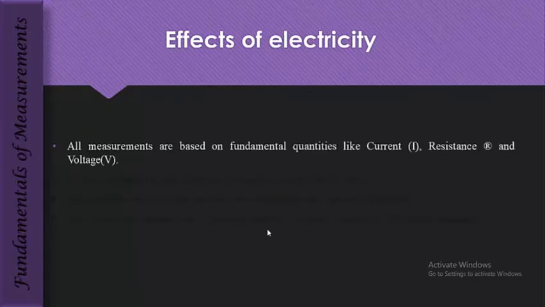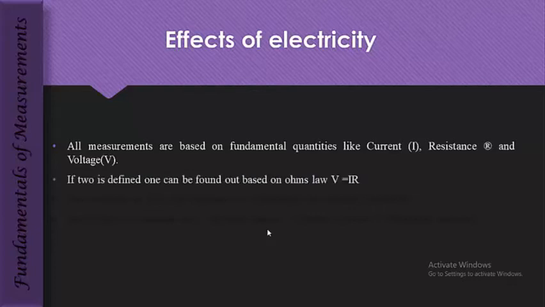So far we were learning how we can measure a particular quantity. But as an electrical student, you need to know what are the different electrical quantities you will measure, and how do you measure. So what are the different fundamental electrical quantities? They are current, resistance, and voltage. All these quantities are defined basically by Ohm's law.